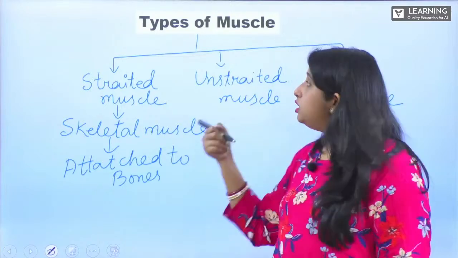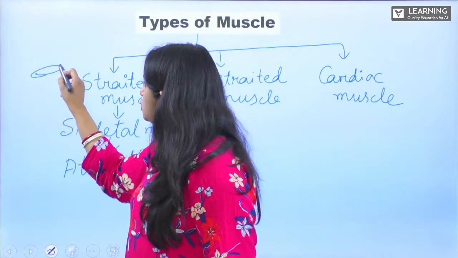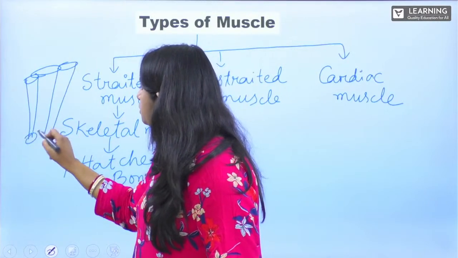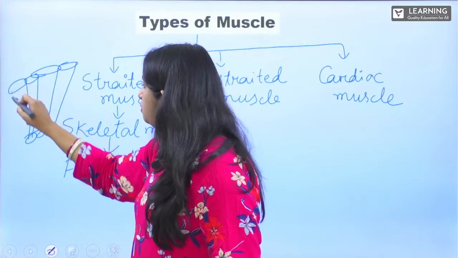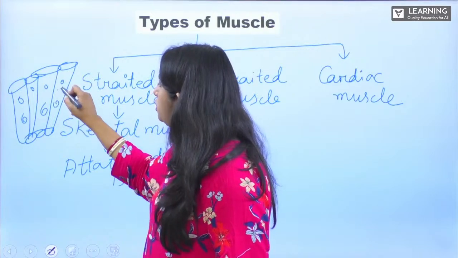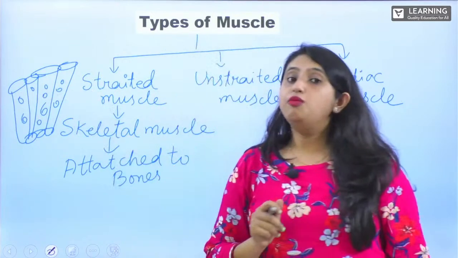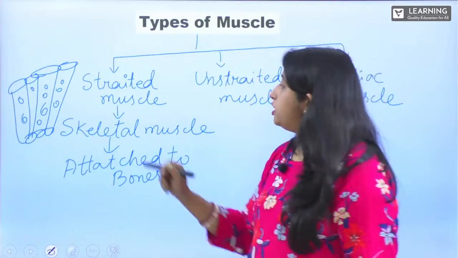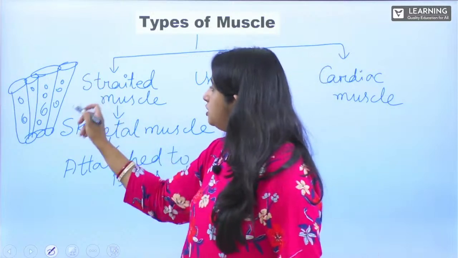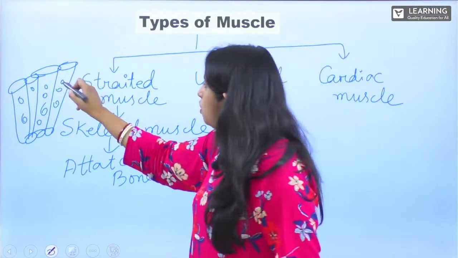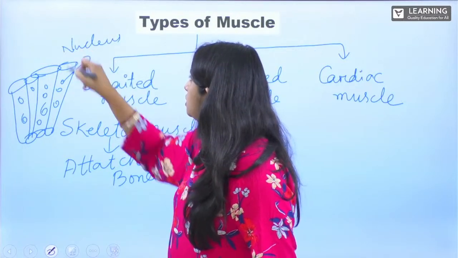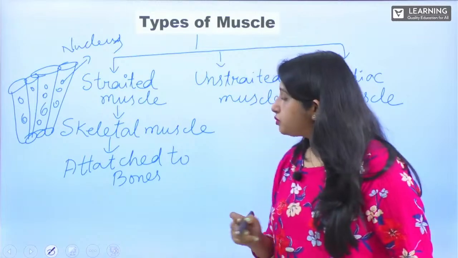So how do they look? How is the shape? The striated muscles are like this. They are cylindrical in shape and they have many nuclei, more than one nucleus. They have multiple nuclei, and they are arranged in an irregular fashion. All these are the nuclei. Clear?